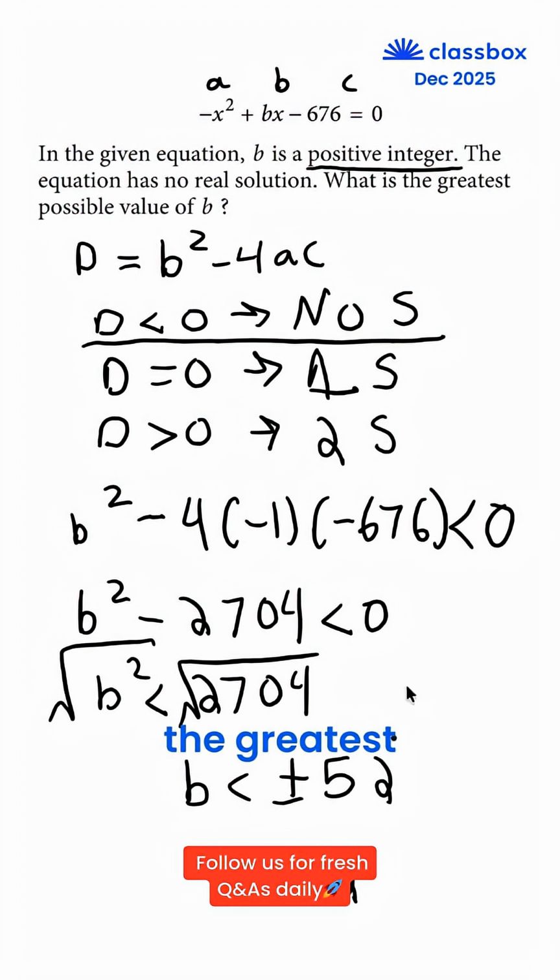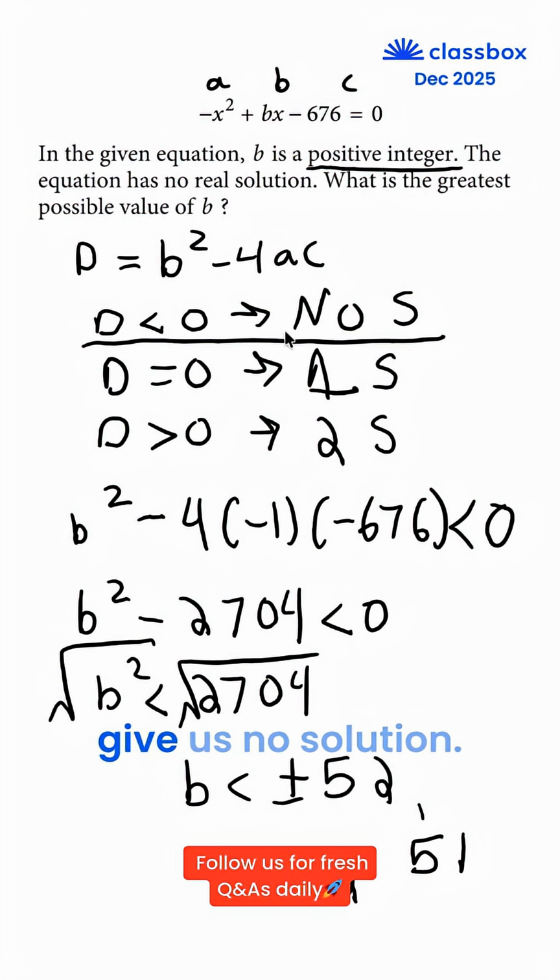Now what's the greatest possible value of b? Well, it's not including 52, so the greatest possible value would be 51, as it's the one less than 52. Meaning any value less than 52 would give us no solution. So the highest value less than 52 would be 51.